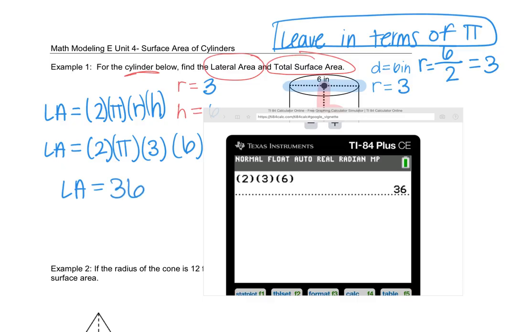And now I put my pi back. Pi. And remember, I need my units. This is in inches, so this is inches squared. This is my first answer.